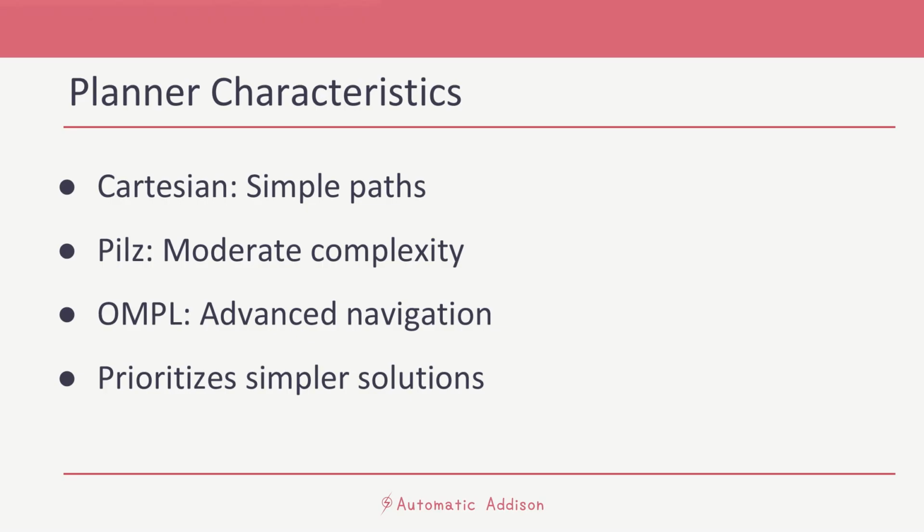First one is the Cartesian path planning. This one has the lowest computational requirements and is best for straight line paths with no obstacles. Then we'll do Pilz planning. Moderate computational requirements and inherently considers obstacles. Then finally, we'll use OMPL planning. Has high computational requirements and it's best for complex paths with many obstacles.